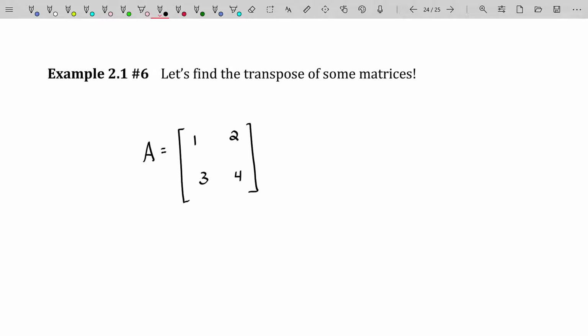Here's a simple and trivial example. We have a 2 by 2 matrix. Here we have column 1. We're going to make it row 1 in A transpose. And here's column 2. We're going to make it row 2 in A transpose. Very exciting, right? It's okay.